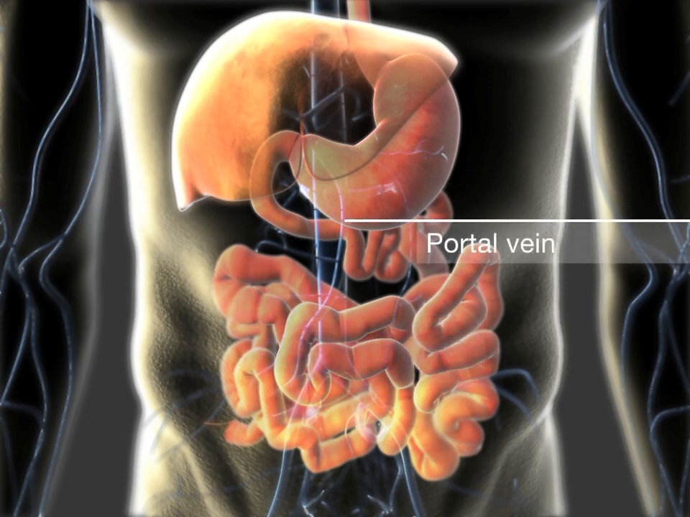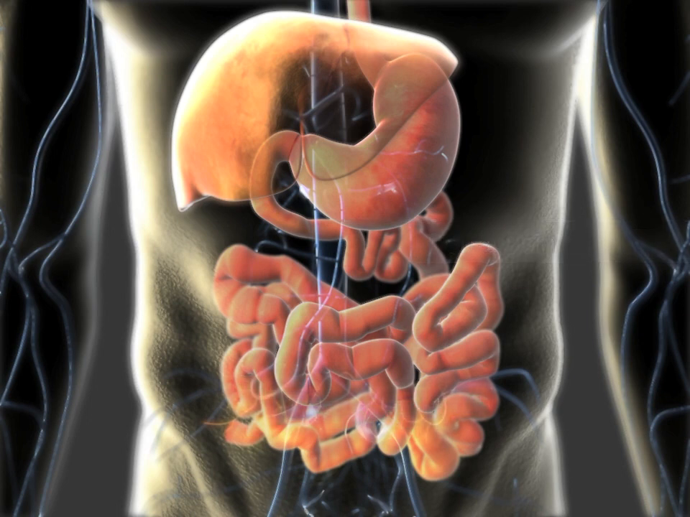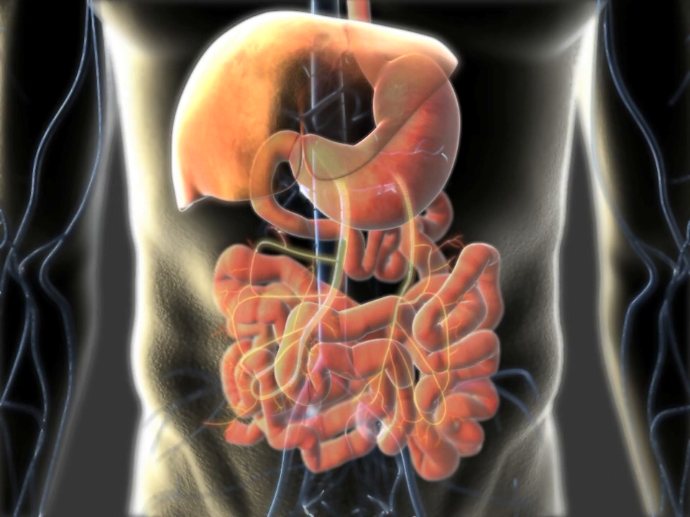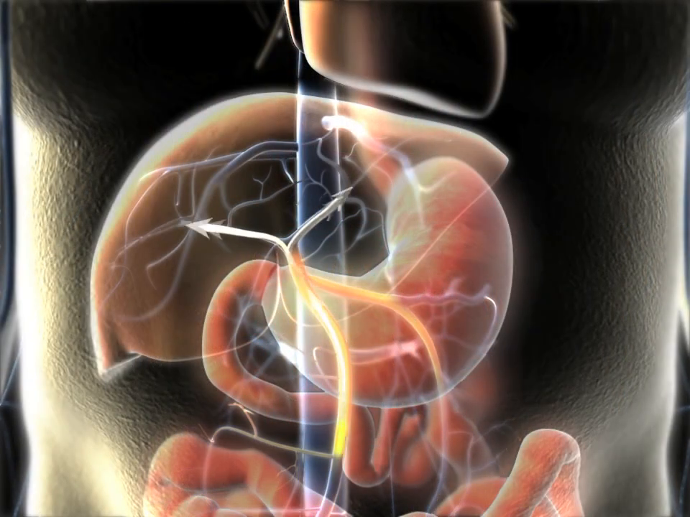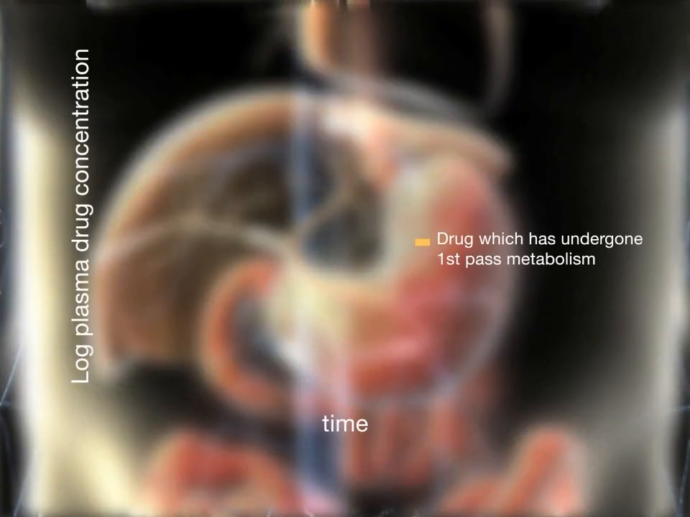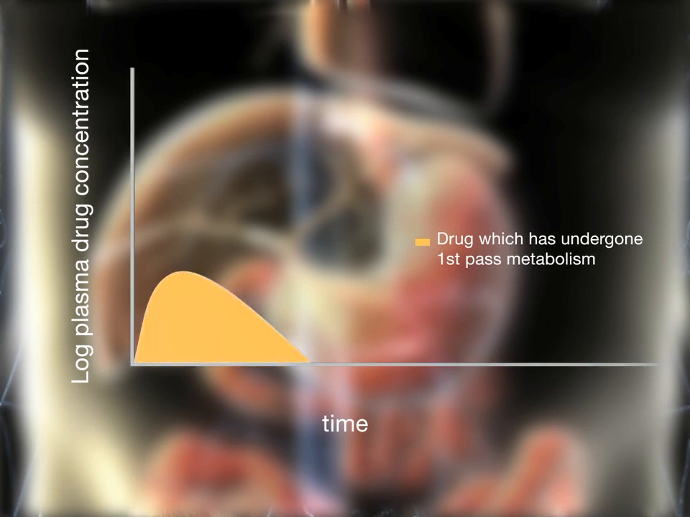The portal vein is the main vessel that collects the blood leaving the GI tract, and it leads directly to the liver. As a result, drug, which is demonstrated in orange, is absorbed in the small intestine and delivered directly to the liver before reaching the rest of the body. Many drugs are biotransformed or metabolized as they pass through the cells of the liver.